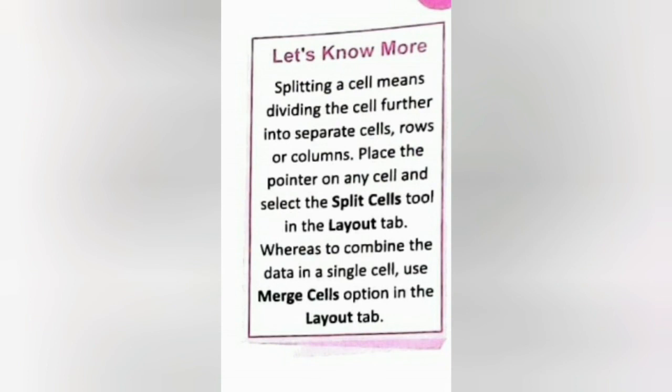Splitting and merging in table. Splitting a cell means dividing the cell further into separate cells, rows or columns. So place the pointer on any cell and select the split cells tool in the layout tab. Whereas merging means combining cells to form a single cell. It is also available in the layout tab. So we go to the layout tab and we have the options merge cells and split cells, from where we can either break the cell into parts or merge parts to make a single cell.